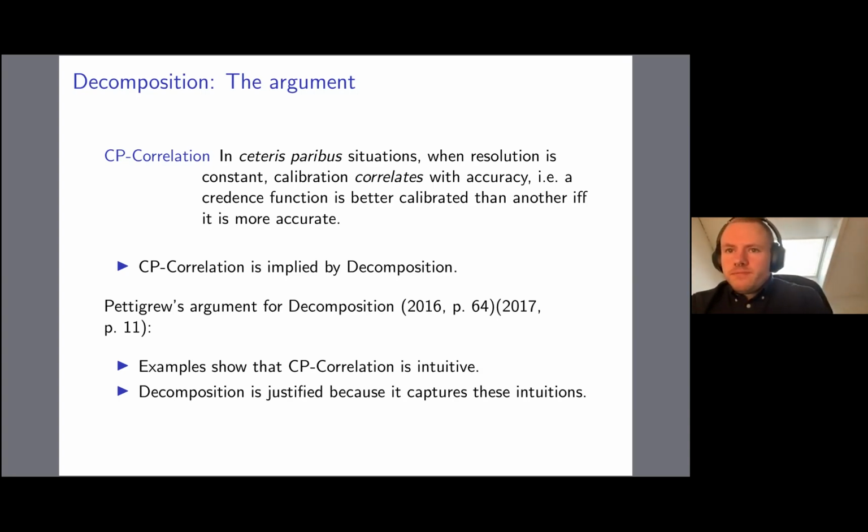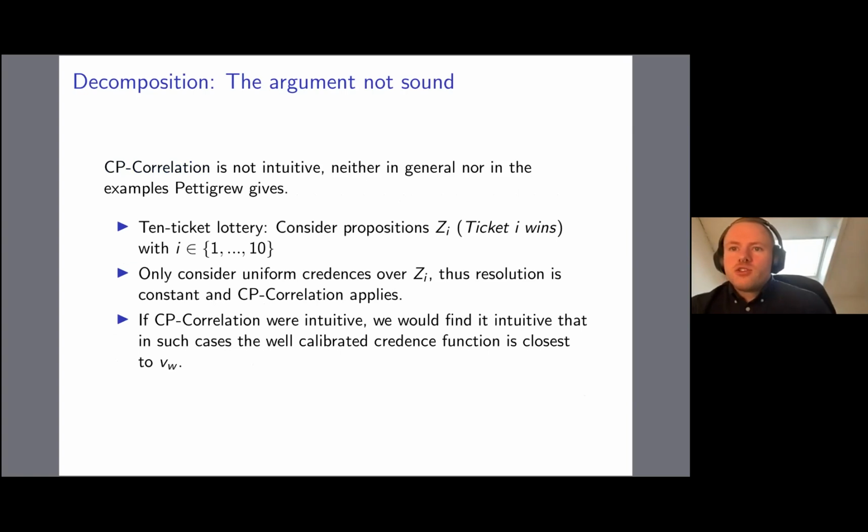All right. I don't think this works. So for one thing, just because a consequence is intuitive doesn't mean that the overall principle is sufficiently backed by intuition. There are other alternative principles that equally deliver CP correlation. So this intuition is not sufficient. But also, I don't think that this intuition exists. I don't think that CP correlation is intuitive. I don't think it's intuitive as a general principle, just like that. And I also don't think it's intuitive in the examples that Pettigrew gives, right?